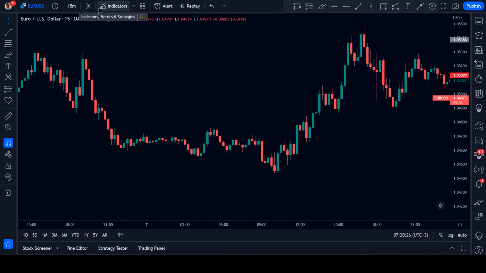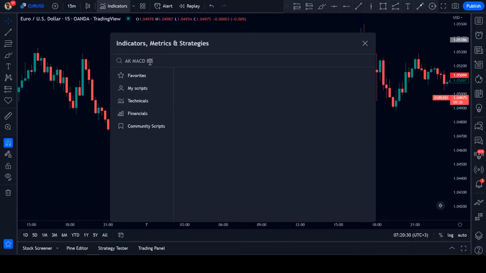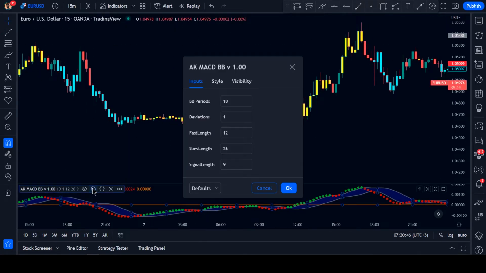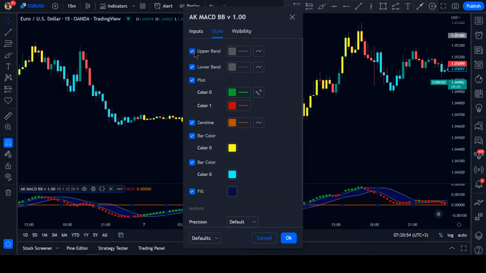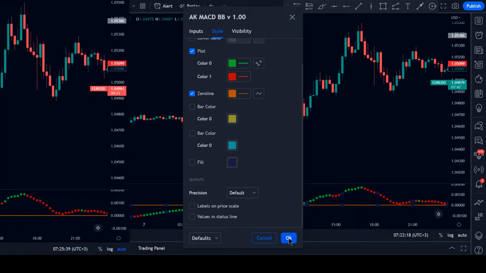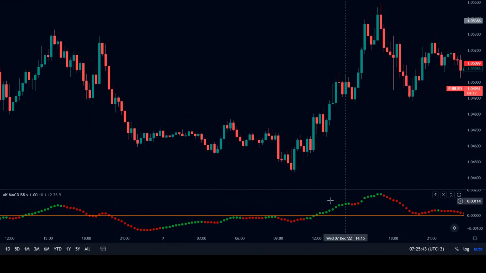Now head over to the indicators tab and type in MACD BB. Be sure to select this one by AlgoCade. Then we're gonna access this indicator's settings in order to change it up a bit. Click on the Style tab and uncheck everything except the plot and the zero line, and then click OK. So this indicator will be our entry confirmation indicator.